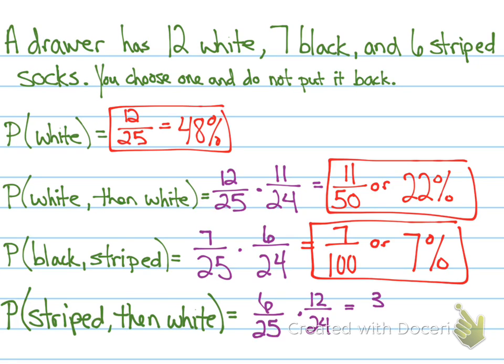6/25 times 12/24 is, yes, 12%. 3/25, which is 12%. All right, who got that one right? Okay, much, much better.